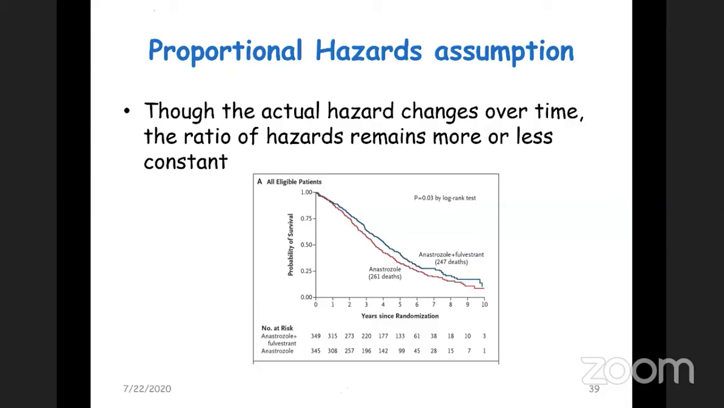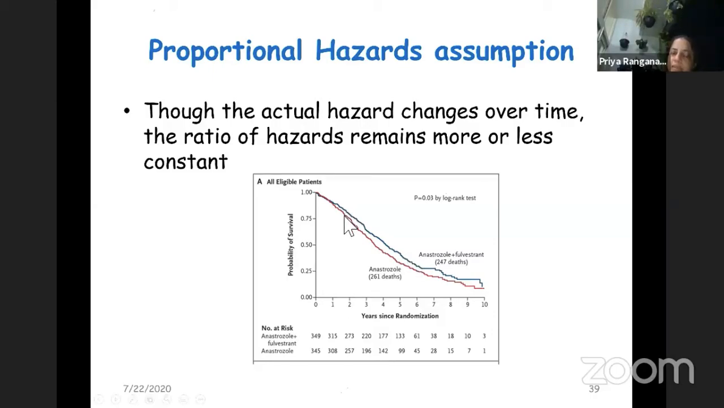So what they would do is calculate the 2-year survival in this arm versus the 2-year survival in this arm. They would calculate the difference and run a test and tell you whether it's statistically significant or not, and give you confidence intervals for that difference.